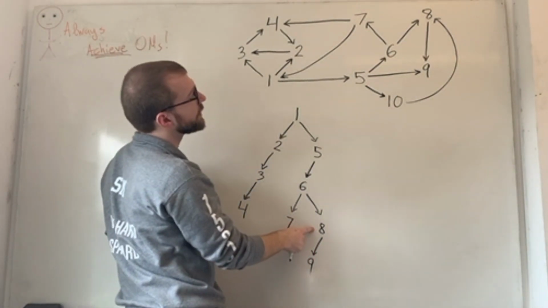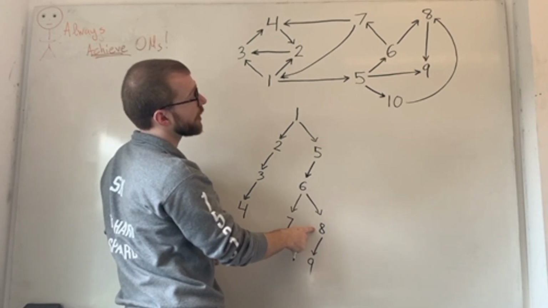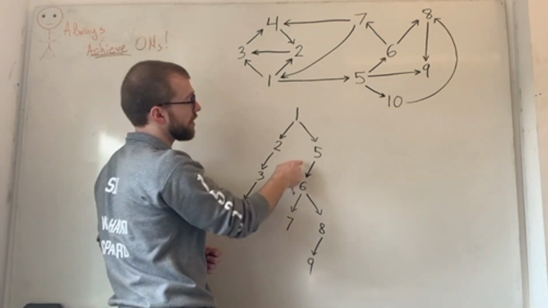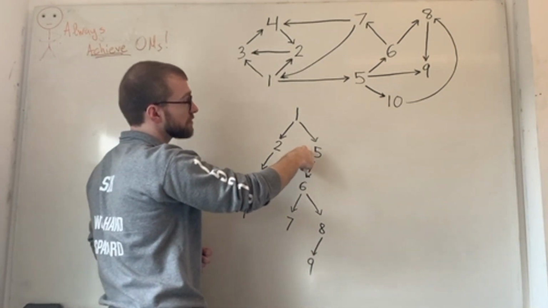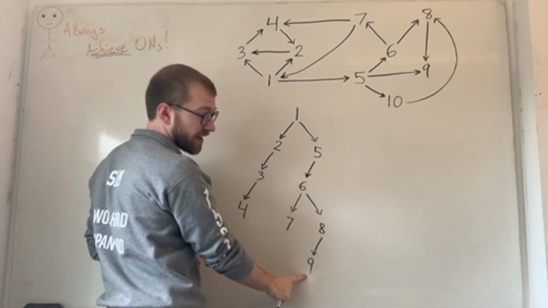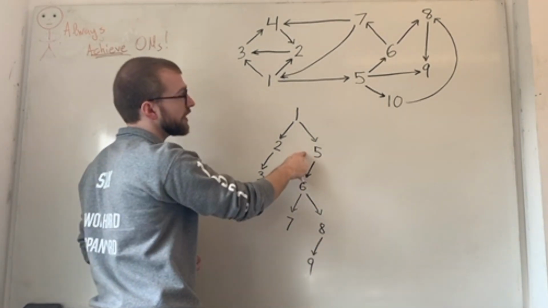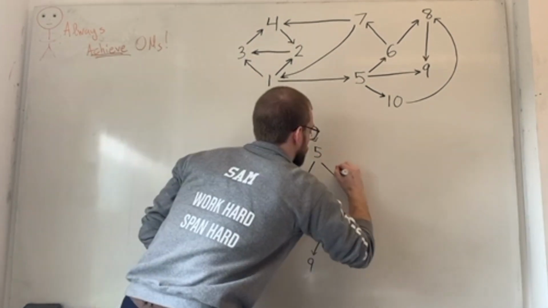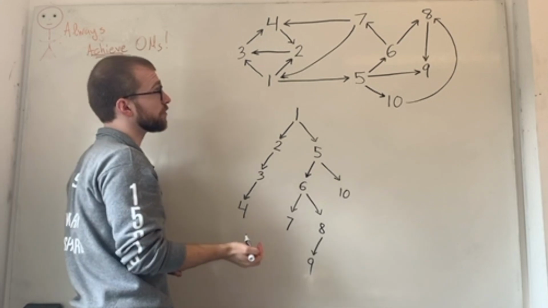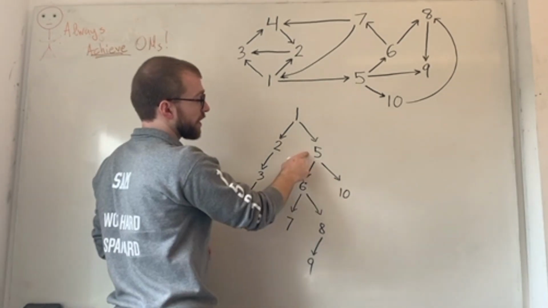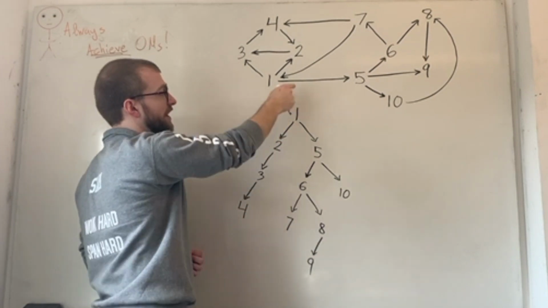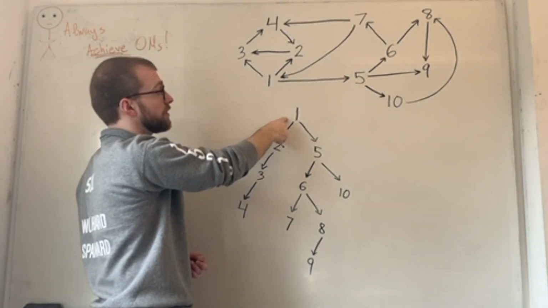Pop back up. Can 8 go anywhere? It can't go anywhere else, so we're done with 8. Pop back up. Can 6 go somewhere else? No. Pop back up. 5 can go to 9 or 10. So the next one we would try is 9, but we notice that 9 has been visited already, so we can't go to 9. But we can go to 10. And now 10 would try to go to 8, but we visited 8 before, so we can't do that. We pop back up. Are there any other places we could go from 5? No. Pop back up. Are there any other places we could go from 1? No. And now we're done.